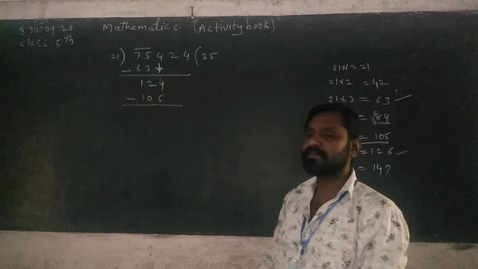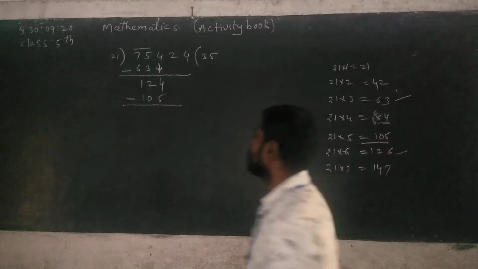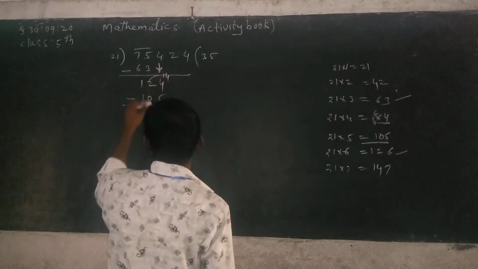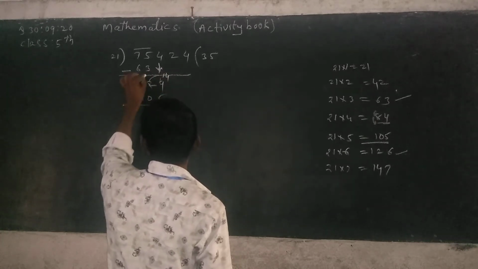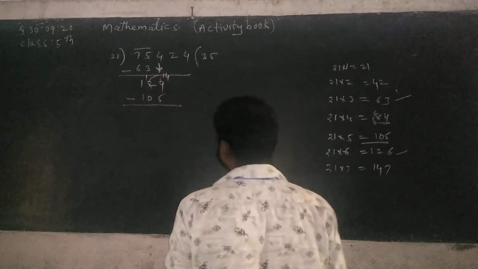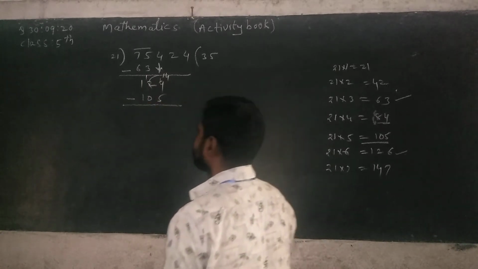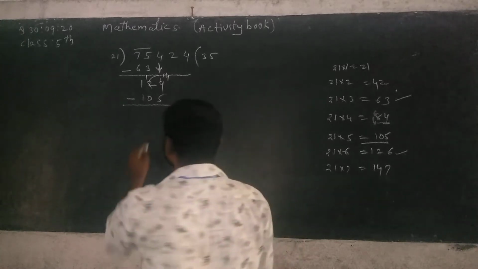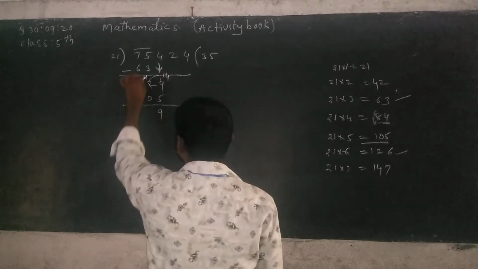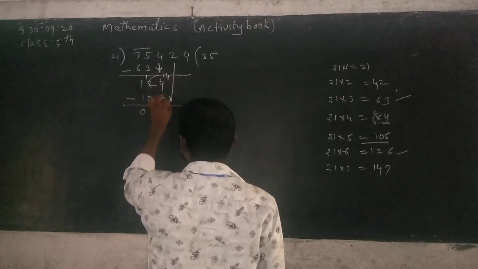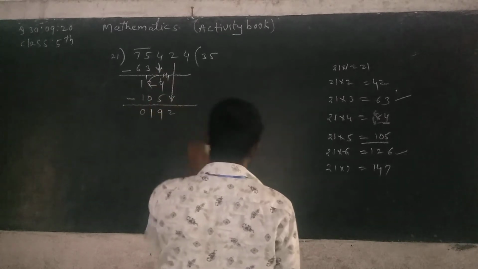See here, 4 minus 5 possible? Not possible. Take borrowing from 2, it can give 10. 10 plus 4, 14. And 2 is left as 1. Here, 14 minus 5, 9. 1 minus 0, 1. 1 minus 1, 0. Now next bring down 2 to the remainder.